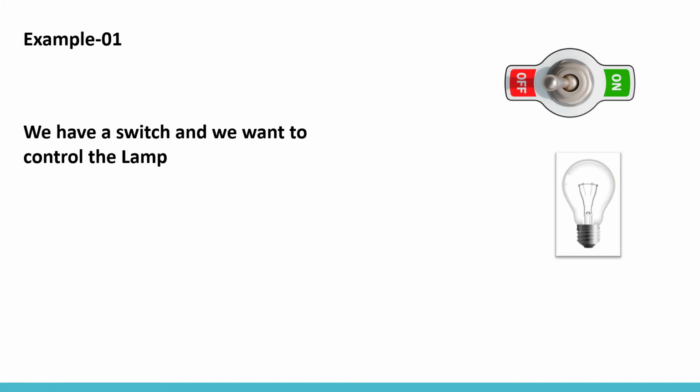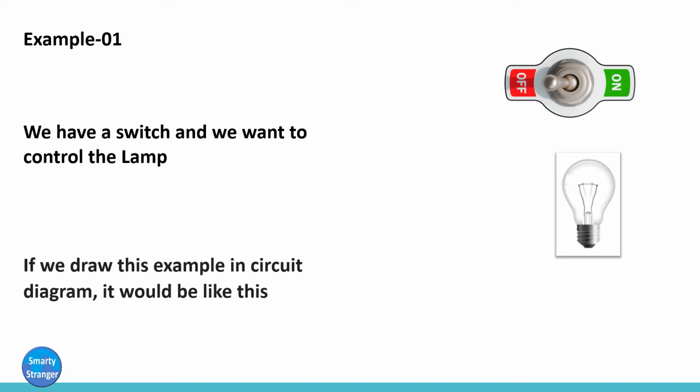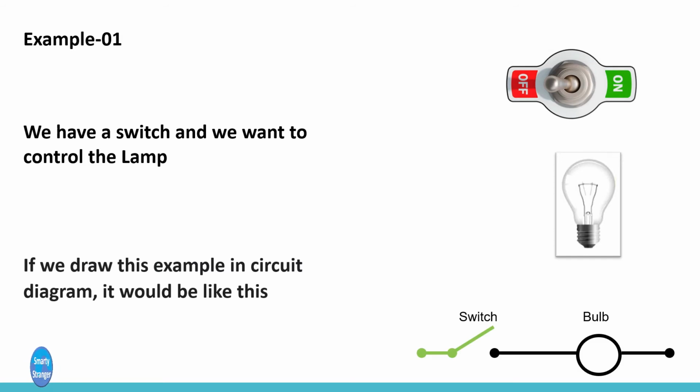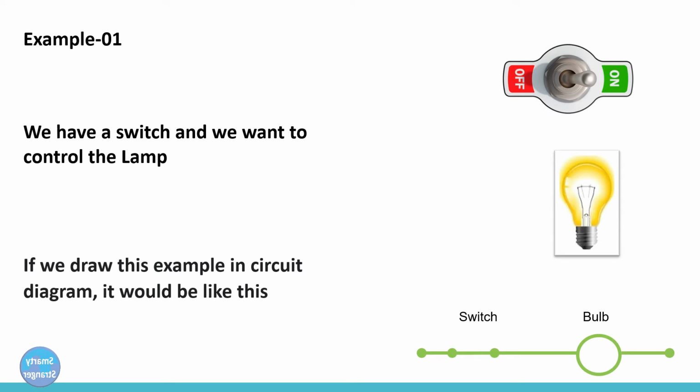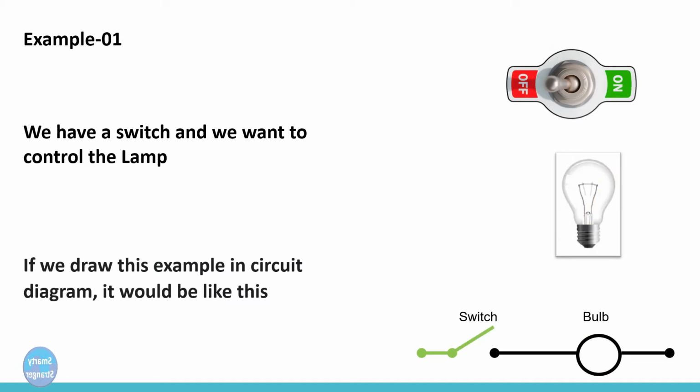Consider an example. We have a switch and we want to control the lamp. If we draw this example in a circuit diagram, it would be like this. In this example, power is available at the switch, but not able to move forward. The lamp will not be on, because the switch is open. When we press the button or close the switch, power moves forward, the circuit is complete and the bulb or lamp is on. And when we release the button or open the switch, the bulb or lamp is off.